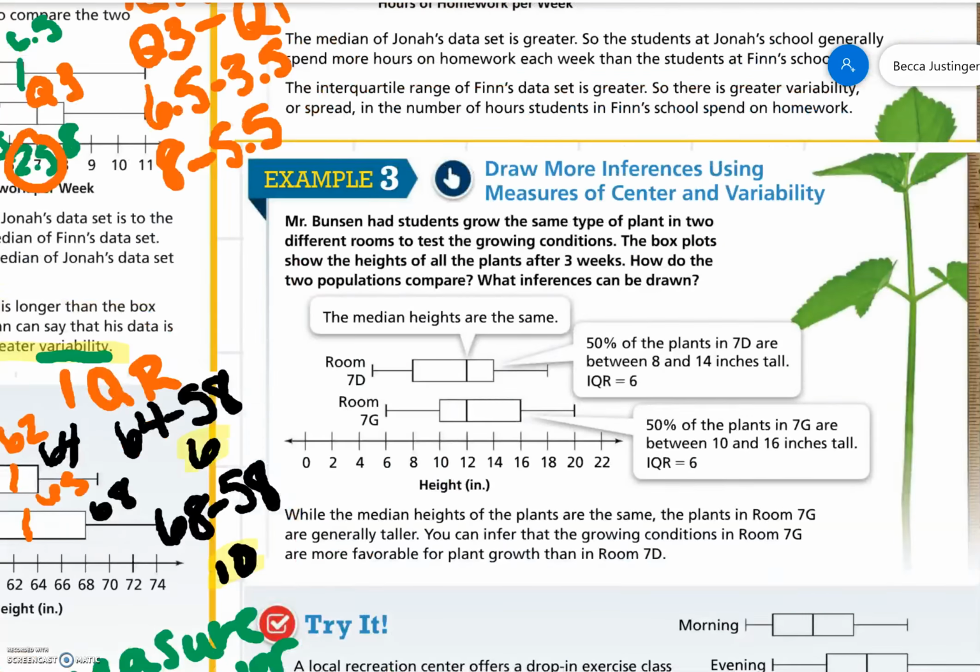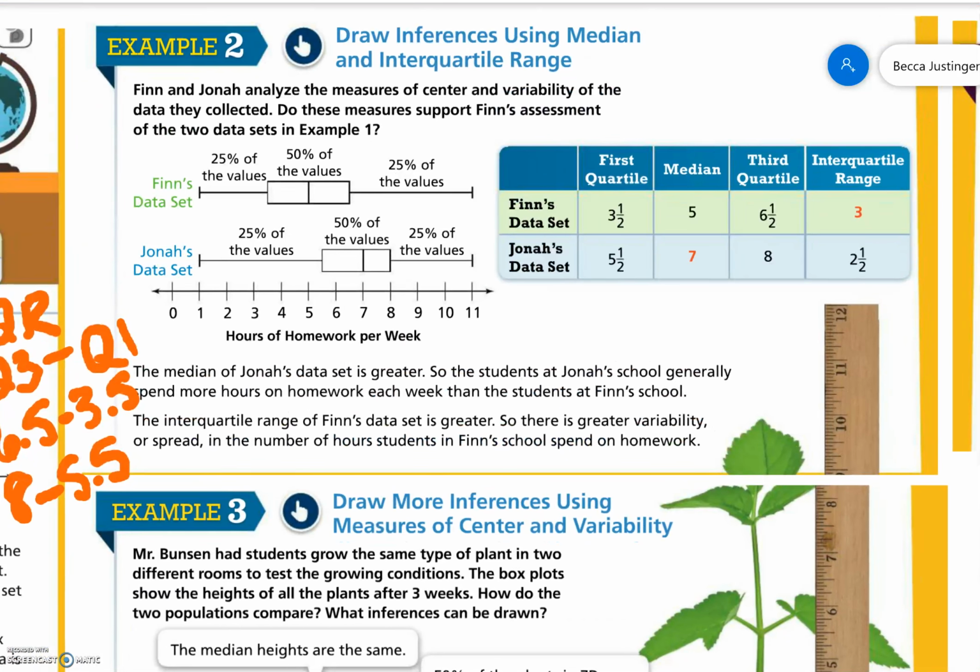Example number 2. Draw inferences using median and interquartile range. So Finn and Jonah analyzed the measures of center and variability of the data they collected. Do these measures support Finn's assessment of the 2 data sets in example 1? So number 1, the median of Jonah's set is greater, so the students at Jonah's school generally spend more hours on homework each week than the students at Finn's school. The interquartile range of Finn's data set is greater, so there is greater variability or spread in the number of hours in Finn's school spent on homework.